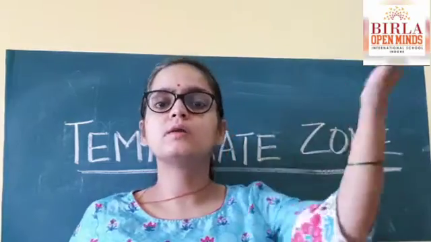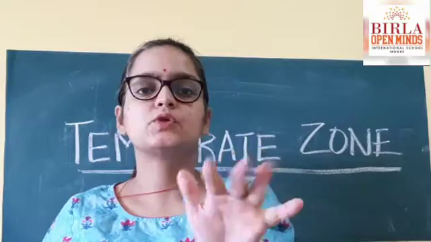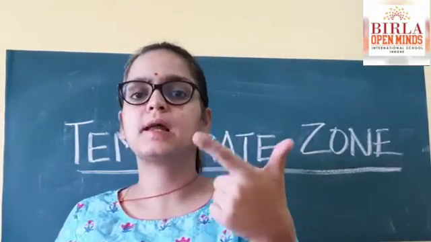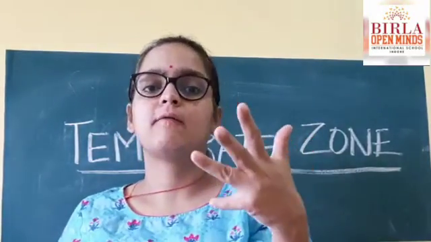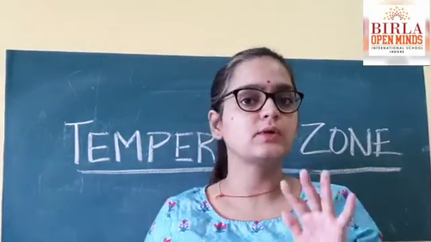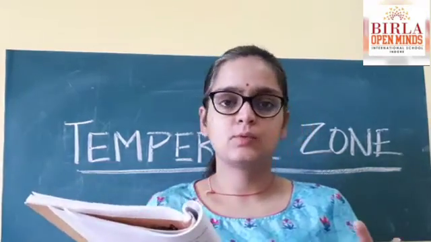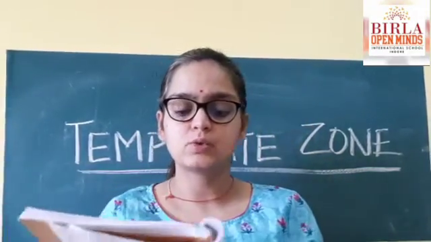What were the 5 parameters on which we are supposed to do our learning? Location, climate, plant life, wildlife or animal life, and human life. Those are the 5 pointers on which we are supposed to learn our topics. So let us first start with where temperate zones are located.